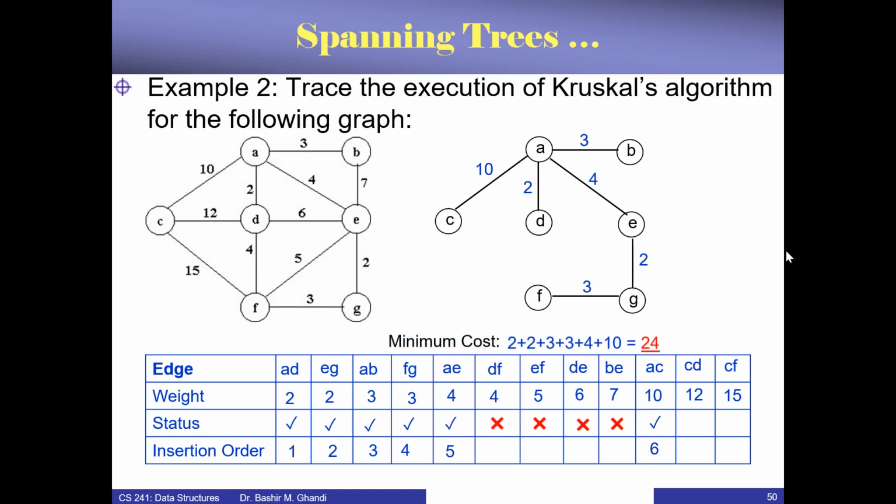So what is the minimum cost? Just add the weights of the edges that you have accepted: 2 plus 2 plus 3 plus 3 plus 4 plus 10. If you add all, you're going to get 24. So this is the minimum cost for this graph using Kruskal's algorithm. Maybe as an exercise, you can try to see if you will get the same result using Prim's. Usually the result will be the same.